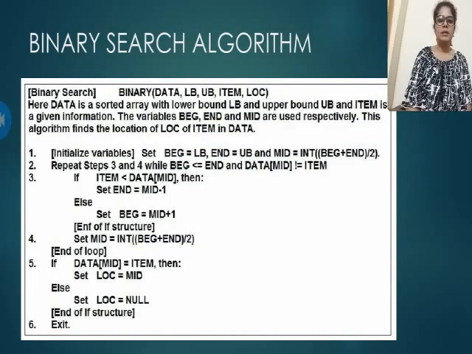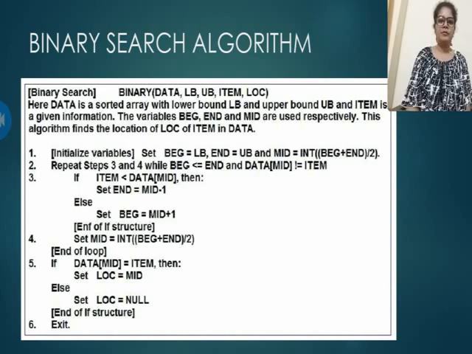Next is the binary search algorithm. Now look at the algorithm. Here data is the name of the array which is in sorted form. LB is the lower bound of the array and UB is the upper bound of the array. And we have to search the item.